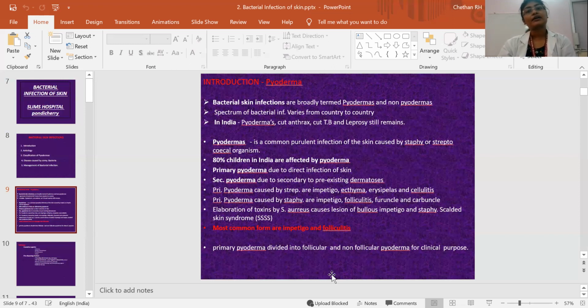Primary pyoderma is divided into follicular and non-follicular pyoderma for clinical purposes. Follicular ones are the ones which affect the hair follicle, so primary pyoderma can be divided into two: follicular as well as non-follicular forms.